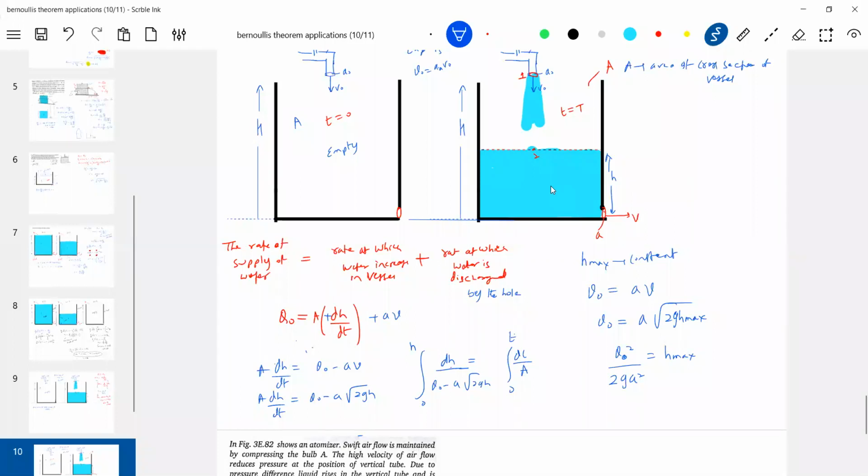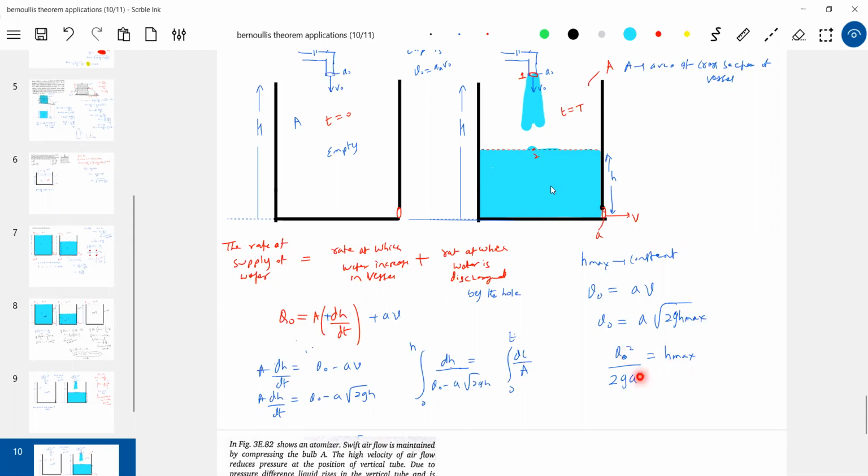So what is the maximum level of the liquid in the container when the flow rate of the tap becomes equal to the flow rate of the hole? What is the flow rate of the hole? AV. Then what is the velocity of efflux? It depends upon the height level of liquid. So it has achieved maximum. So this is the maximum level of the liquid in the container.